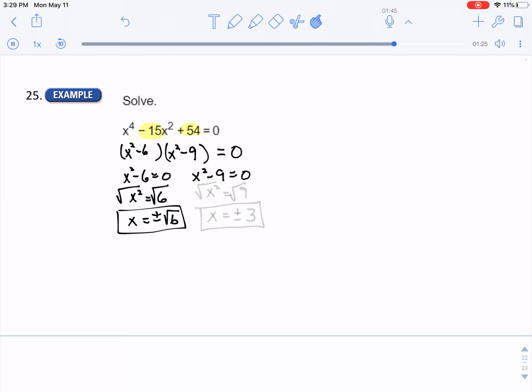And on the other one, we add 9 to both sides, we get x squared equals 9. We square root both sides, we get x equals plus or minus 3, and there's the other solution. Notice, because this is a quartic, we got 1, 2, 3, 4 solutions: a positive square root of 6, a negative square root of 6, positive 3, and a negative 3.